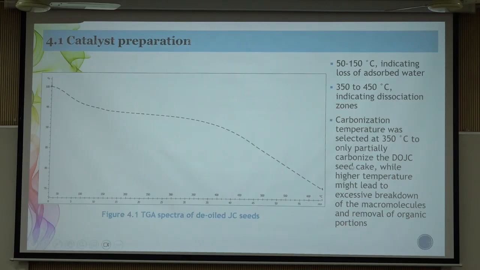With this, we choose 350 degrees C, only partially carbonizing the silicate. Because we don't want to break down the macromolecules and remove the organic portion. We don't want that to happen. So we only calcinate at around 350 degrees C. We don't want to break the structure of that catalyst.